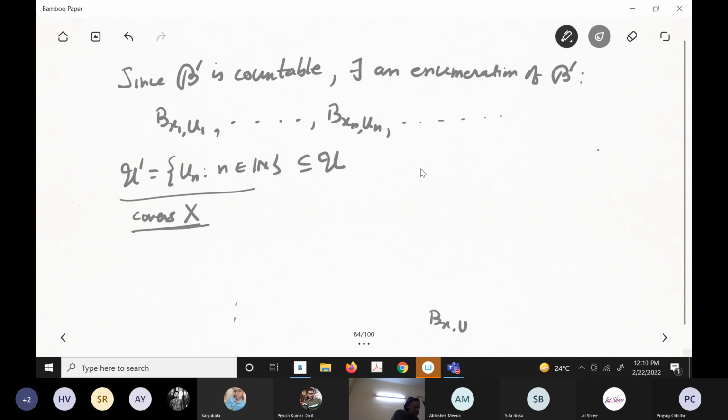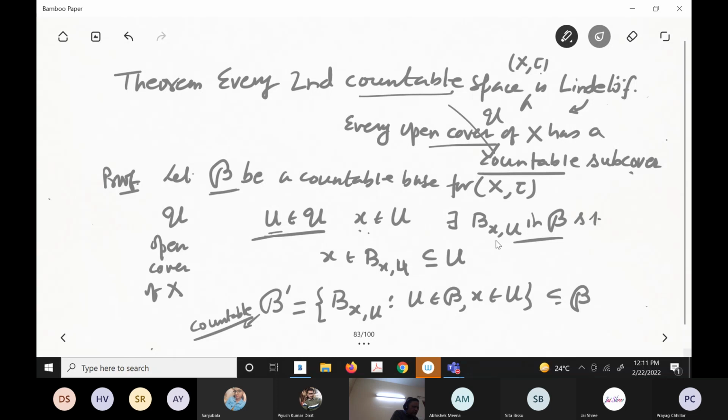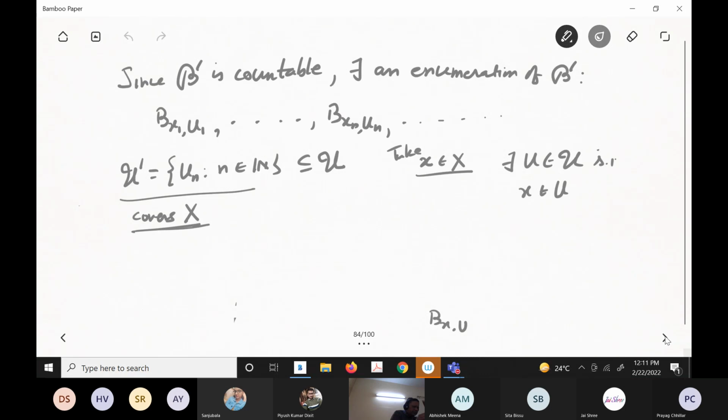Take again x belonging to X. Since the U's form a cover, there exists U belonging to the cover such that x belongs to U. By the way, I have chosen B_xU, so there exists B_xU such that x belongs to B_xU, which is a subset of U. Got it?